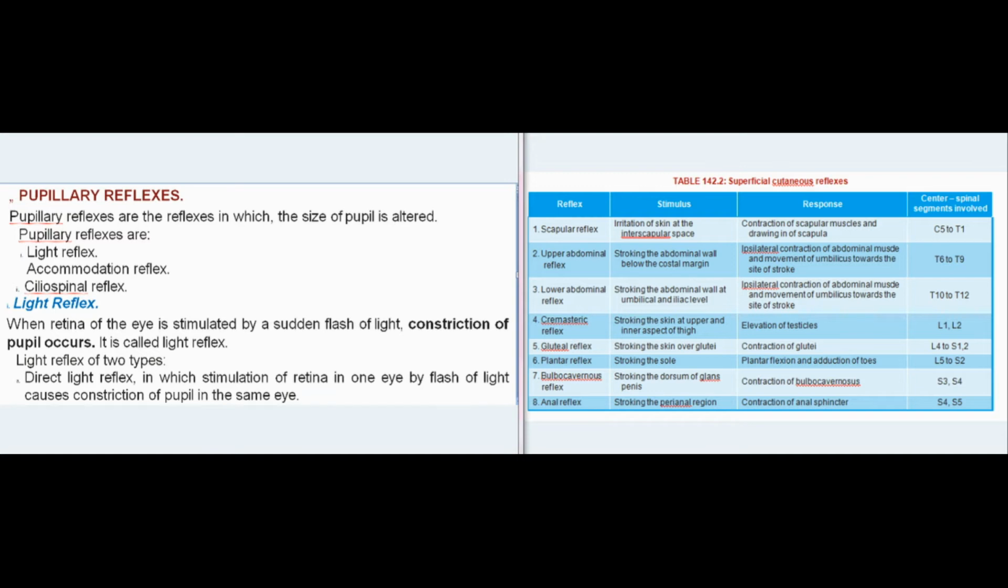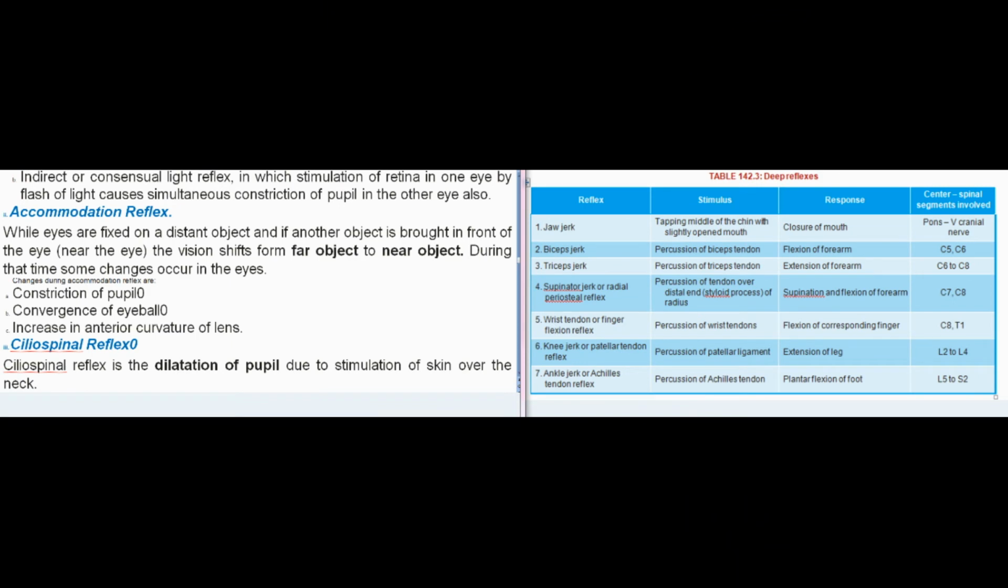Light reflex. When retina of the eye is stimulated by a sudden flash of light, constriction of pupil occurs. It is called light reflex. Light reflex is of two types: direct light reflex, in which stimulation of retina in one eye by flash of light causes constriction of pupil in the same eye. Indirect or consensual light reflex, in which stimulation of retina in one eye by flash of light causes simultaneous constriction of pupil in the other eye also.